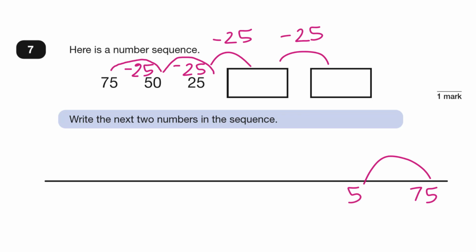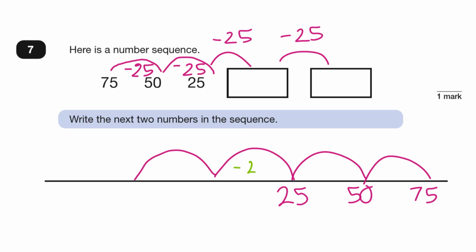$75, $50, $25, and then we want to know what this number is. Each time we've taken away 25, so what would be this number if we took another 25 away? Well, it's 0. 25 take away 25 is 0, right? If we're on 0 and we take away 25, we're going to get to minus 25.